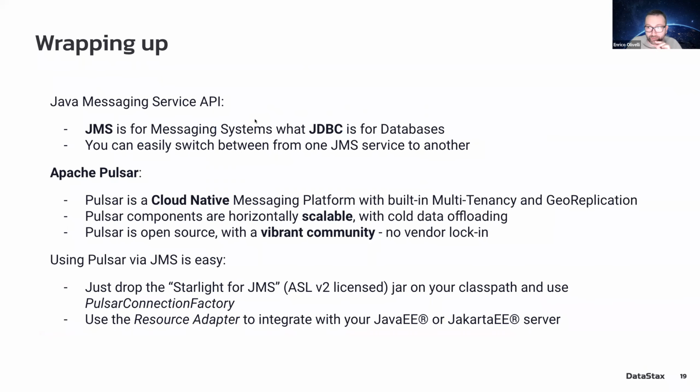That's it. Let's wrap up what we saw. The JMS API is really like JDBC for databases, but this is for messaging systems. And in theory, you can easily switch between one JMS service to another service if you are using only the standard JMS API, and this is usually the case.